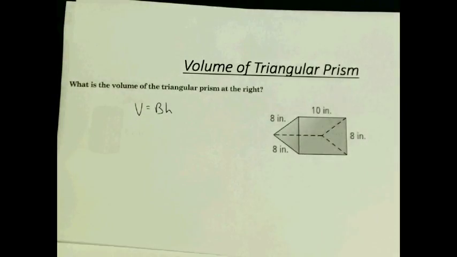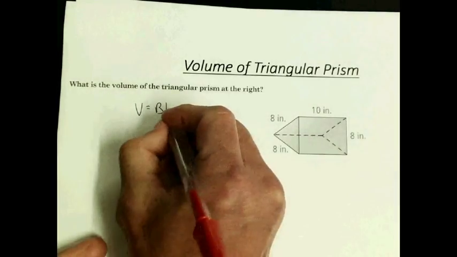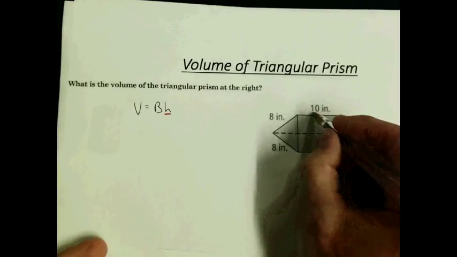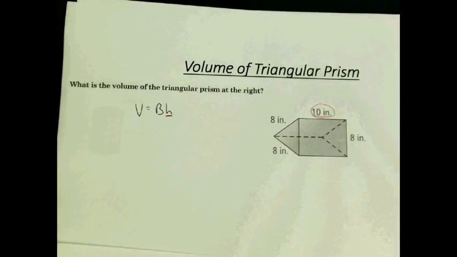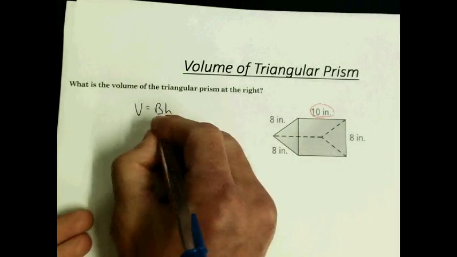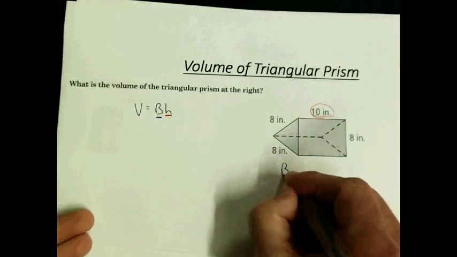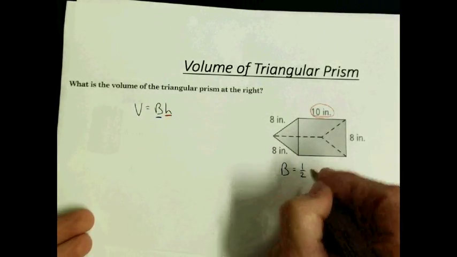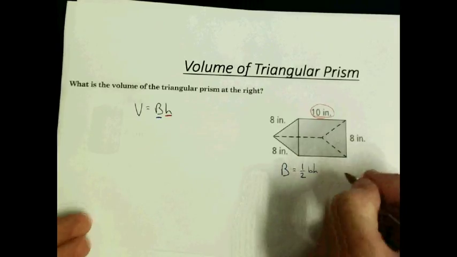So we know our bases are the triangles. Let's go ahead and knock out the height. The height is going to be our 10 inches. We have nothing to worry about here. The challenge comes with the area of the base. The base, again, is a triangle, so we need 1/2 base times height.